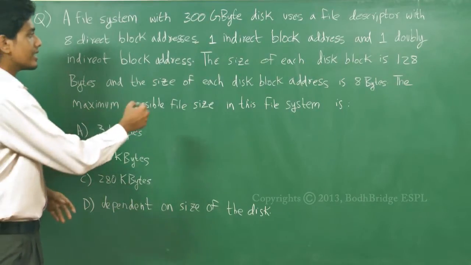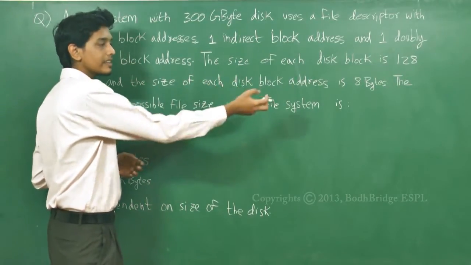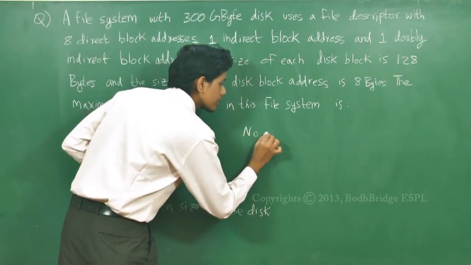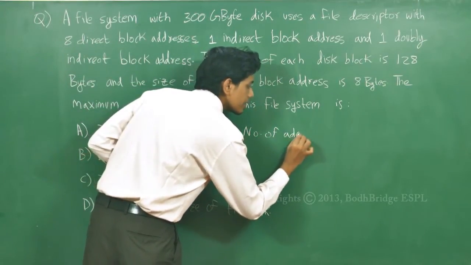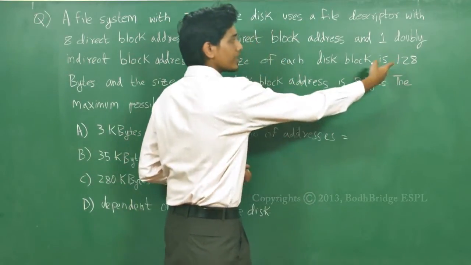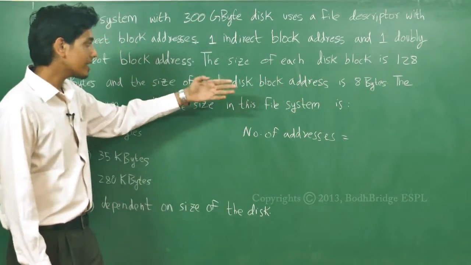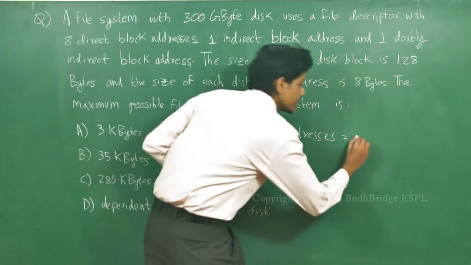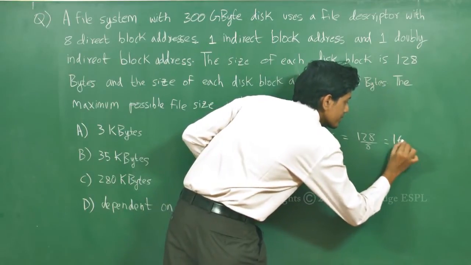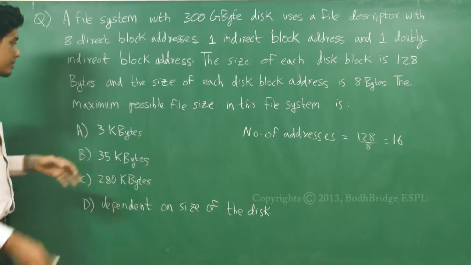So it is given that the size of each disk block is 128 bytes and the size of each disk block address is 8 bytes. So the number of addresses in a disk block is equal to 128, which is the total size of the disk block, divided by 8, which is the size of one disk block address. So it will be 128 by 8, which is 16. So now this is the total number of addresses possible.